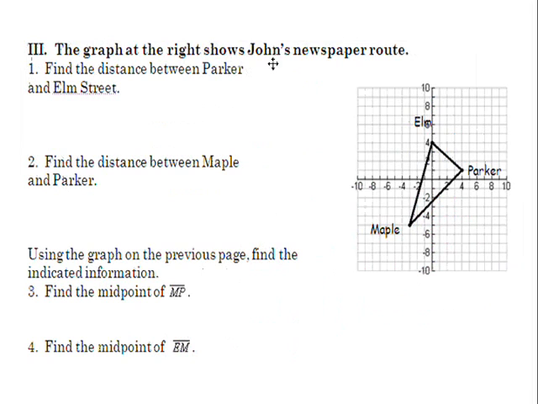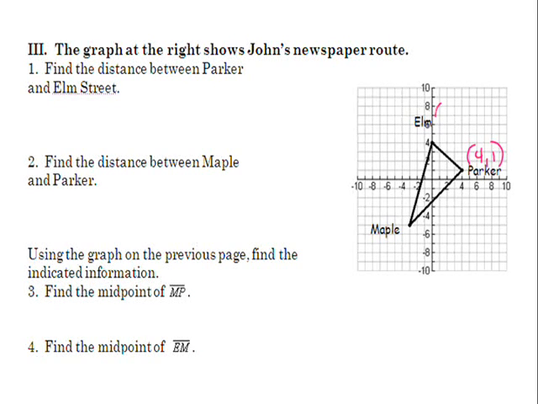All right, so we have John. He is a diligent paper boy, delivering his papers rapidly. And he has to deliver to Parker, Elm, and Maple. And we need to find the distance between Parker and Elm. Well, Parker here is located at (4, 1).